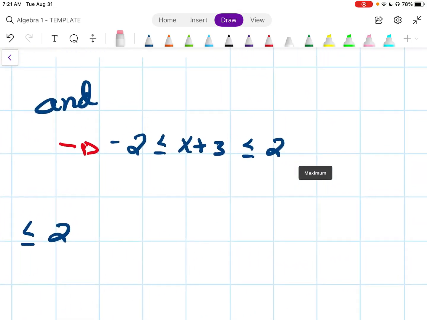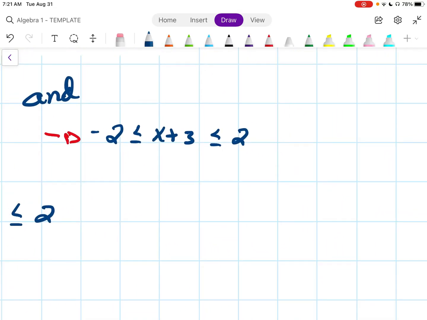You can also do it this way. So I'm going to look at this one and I'm going to solve. Whenever I subtract 3 from both sides, I would end up with negative 5 is less than or equal to x is less than or equal to negative 1.